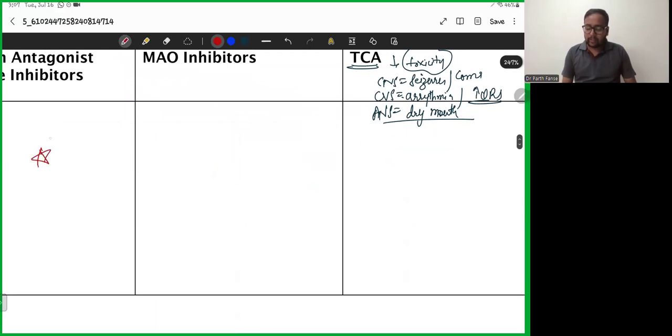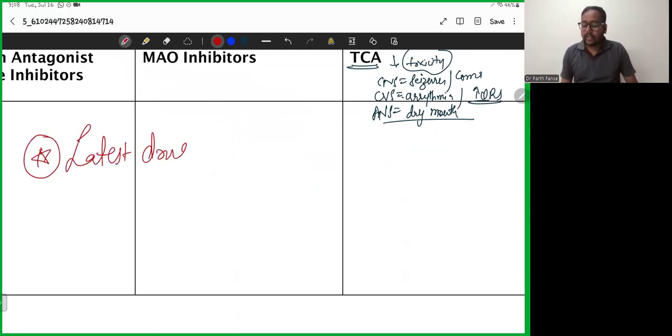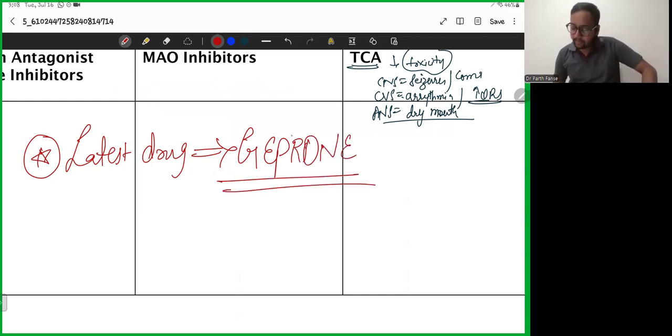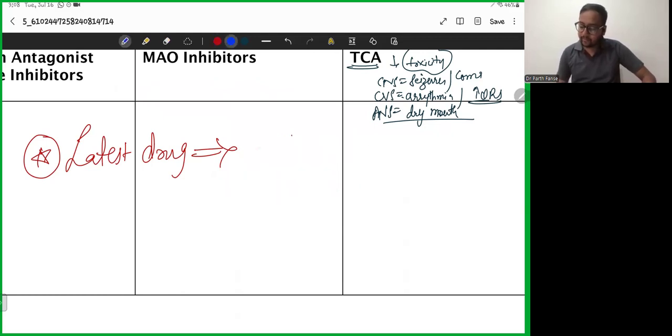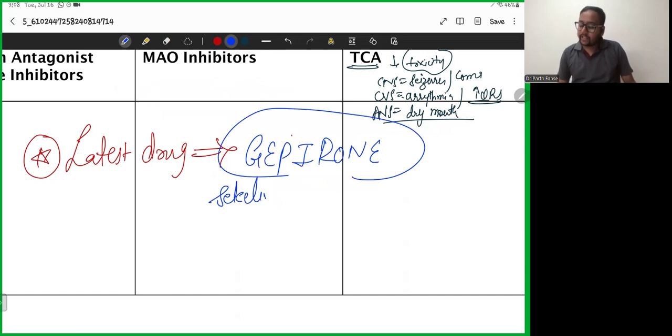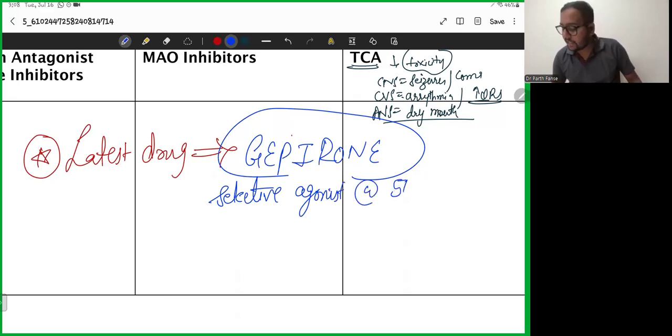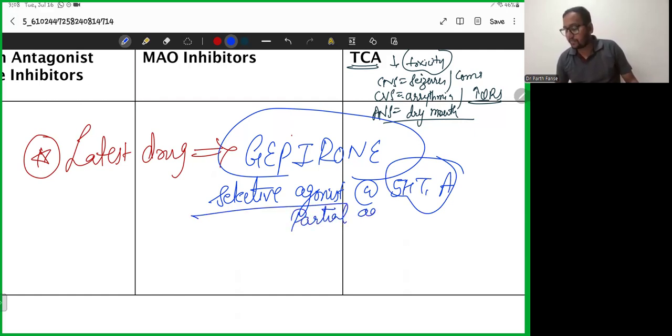One thing, last but not the least: the latest drug invented for this particular depression is gepirone. Okay, I'm mentioning it again, gepirone. Mechanism of action: it is a selective agonist at 5-HT1, that is the serotonin receptor, and instead of selective we can call it a partial agonist.